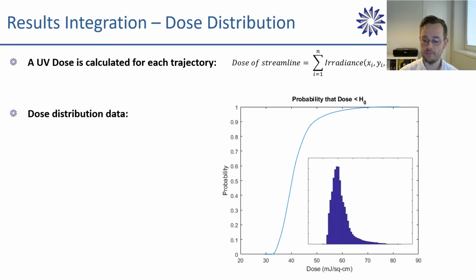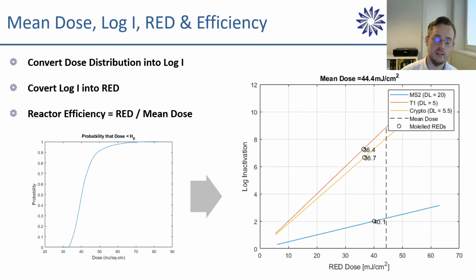distribution in our reactor. One way of presenting it is by histograms, but I personally prefer the probability distribution. So in this example, we can see that 50% of the flow is getting 33 to 40 millijoules dosage, and then the rest of the flow is getting in the range of 50 to 70. We can convert that data into log reduction for a chosen organism or into RED. Also, we can get the mathematical average of the dose, which we can then use to estimate the reactor efficiency.